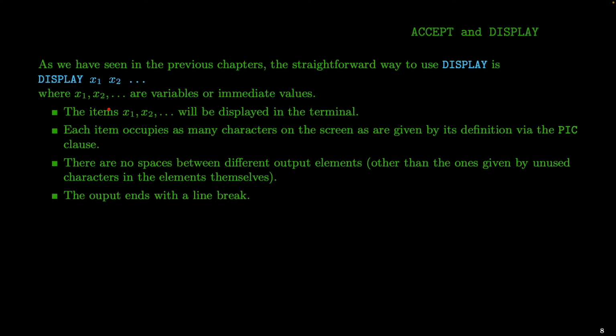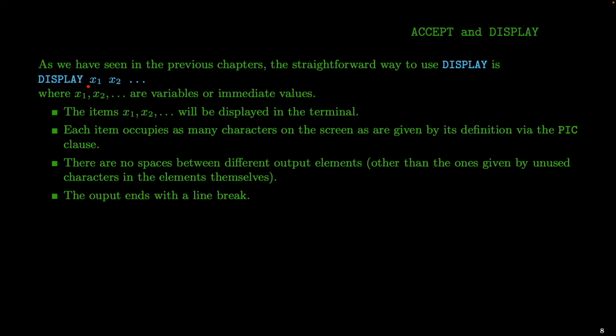So if we have, let's say, an alphanumeric variable here that we define to have 20 characters, but we assign it a value that is only 5 characters long, then on the screen it will still occupy 20 characters, and the additional characters that are not used will simply be displayed as blanks.